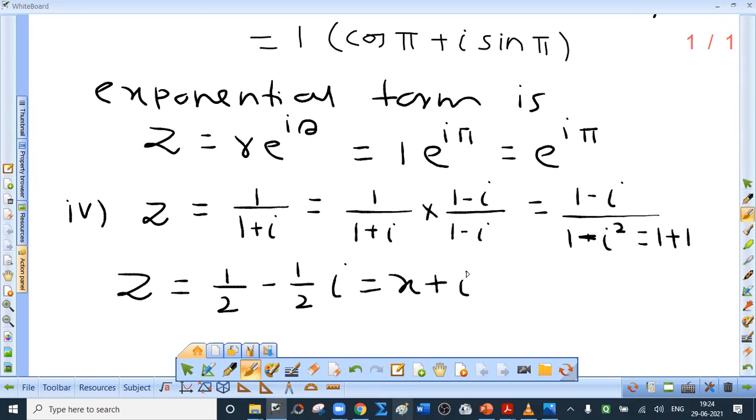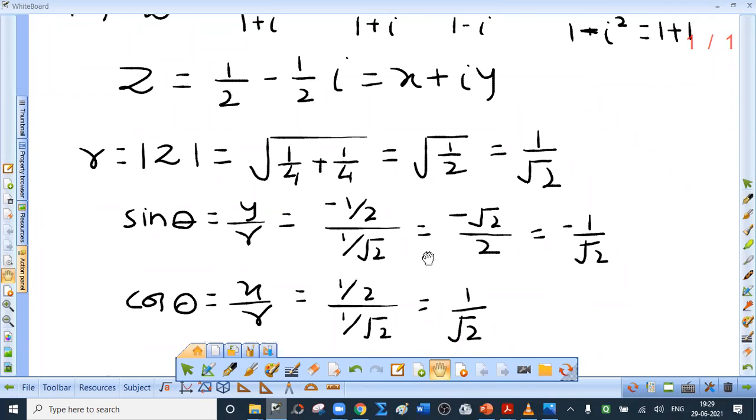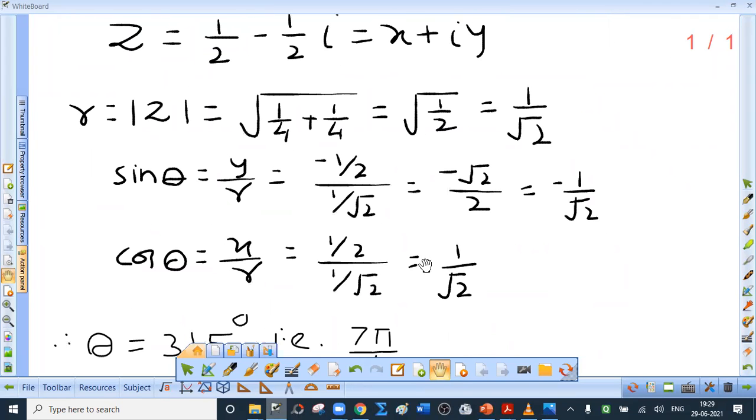Yes. So we have put the number in the form x plus iy. It is half minus half i. Now what is r? Modulus of the complex number? It is root x square plus y square, that is 1 by root 2. What is sin theta? Minus 1 by root 2, cos theta 1 by root 2.